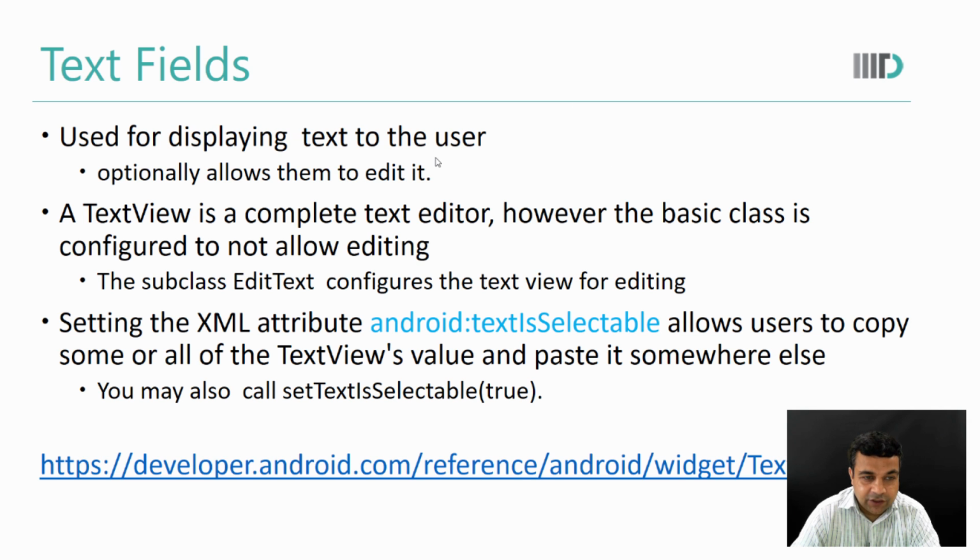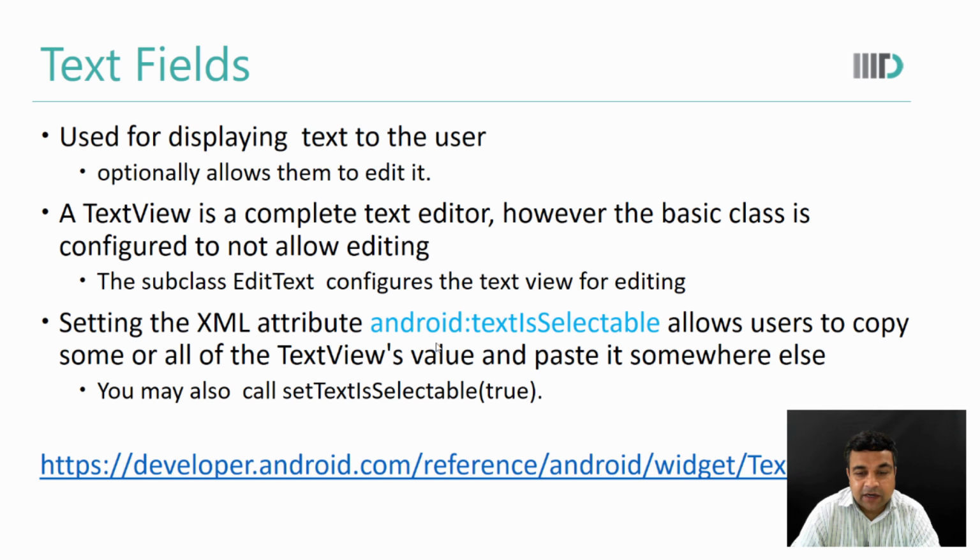The other UI element that we are using in our program is the text field. Text fields are used for displaying text to the user. Optionally, you may allow the user to edit it. So a text field as such is a complete text editor. However, the basic class is configured to not allow editing. A special subclass called edit text configures the text view for editing. So in our application, we added only a text view which was only displaying the message, is 19 a prime number. However, if you want the user to edit it, you may choose an edit text instead of a text view, as we saw in the XML file of this lecture.